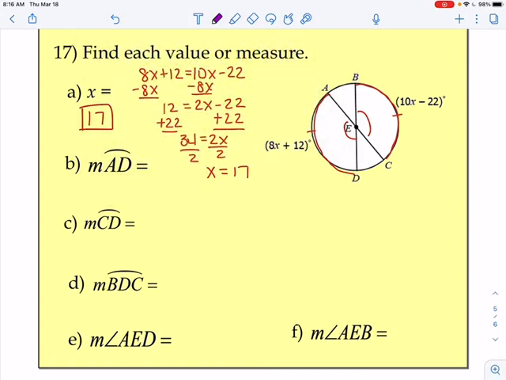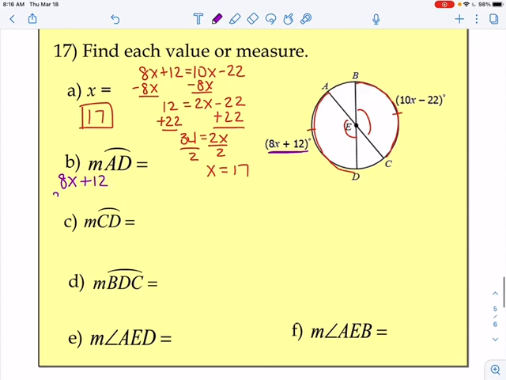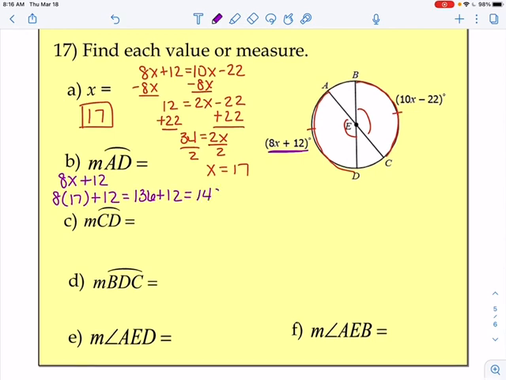So for part B, we want to find the measure of arc AD. AD was the one represented by 8x plus 12. And we just found in the last problem that x was 17, so we're going to do 8 times 17 plus 12. 8 times 17 should give me an answer of 136, and when I tack on that other 12 to it, altogether that arc should be 148.